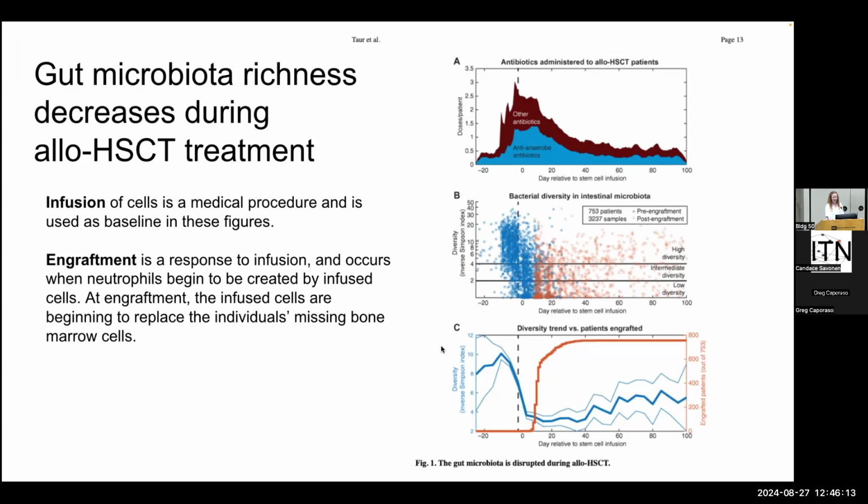And then down here, again, we have diversity in the blue, and then the engraftment in the red. So our diversity after that peak of antibiotics starts to trend down, and then we see people start to come back up, but they don't come all the way back to their previous level. So we can see here that this is a problem, right? We're not recovering the way that we might need to, and this has medical implications as well.